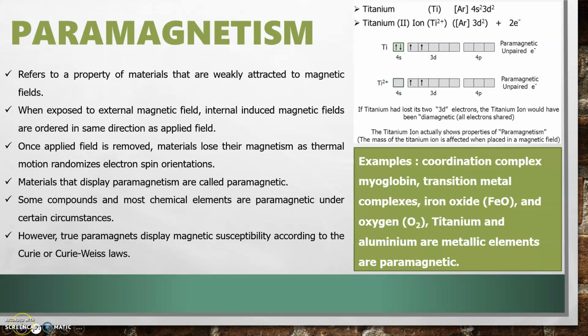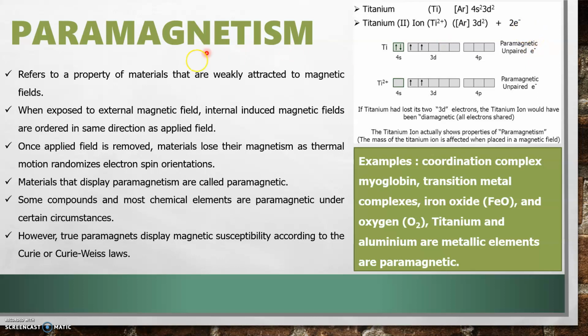Again, let us see for example titanium. Titanium's electronic configuration can be written as argon 4s2 3d2. If we expand the electronic configuration, then we see that the 3d orbital has 2 unpaired electrons. So because of the presence of these unpaired electrons, titanium is paramagnetic. Now if we remove the 2 electrons of the 4s orbital, then what happens is this electron will move to the d orbital. Again it remains paramagnetic. If all electrons had been paired, then it would have become diamagnetic, which we will see later.